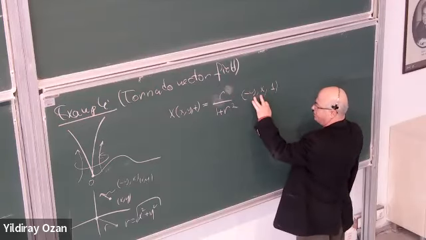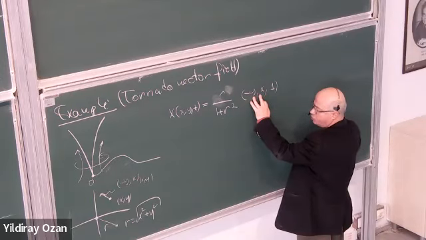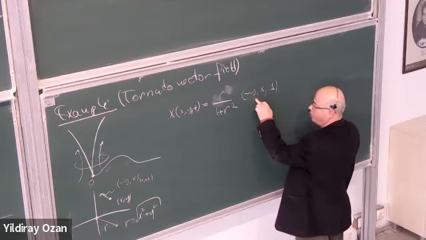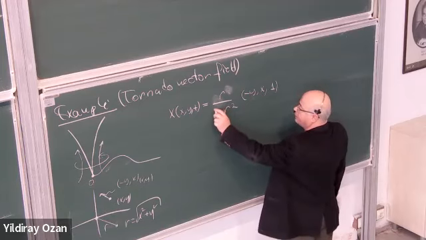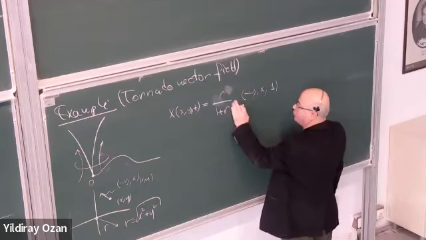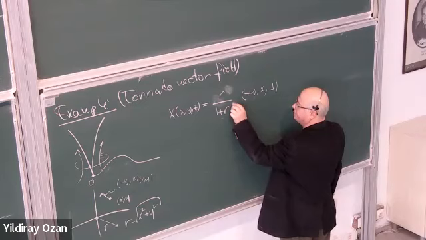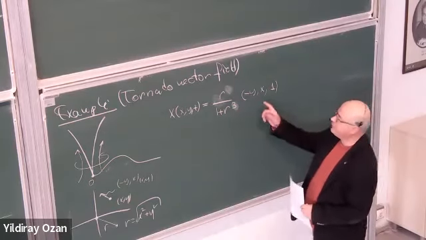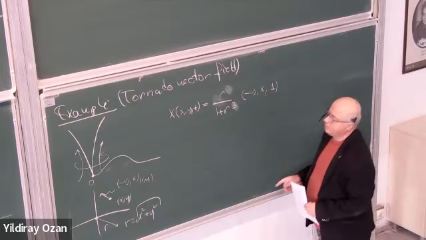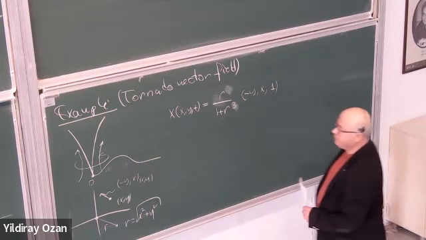But here again, this is proportional to r. So maybe I should write this like r squared actually. No, this is like r. So this is r squared, another r squared. That's not good. Okay, let's make this r cubed maybe. So this is a model for this.